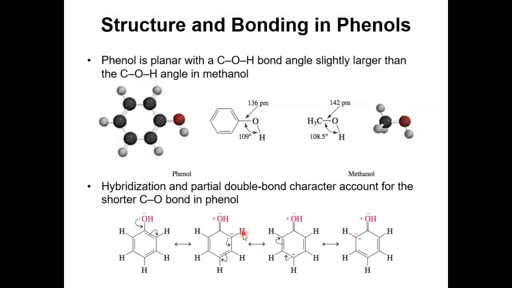So what you can see is, out of the total 4 resonance forms, 3 of them have a C=O double bond, okay? And out of these 3 forms, there's always a negative charge on the ring. So this shows that, based on the resonance effect of the oxygen lone pair, the electron density on the aromatic ring is increased.